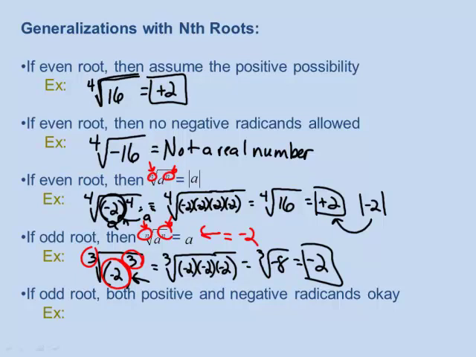And so to demonstrate that, you know that you can take the cube root of a positive 8. The answer there would be 2. You also could take the cube root of -8 because the answer there is -2. So negative radicands are okay as long as you have an odd root. It's just even roots that you're not allowed to take an even root of a negative radicand.